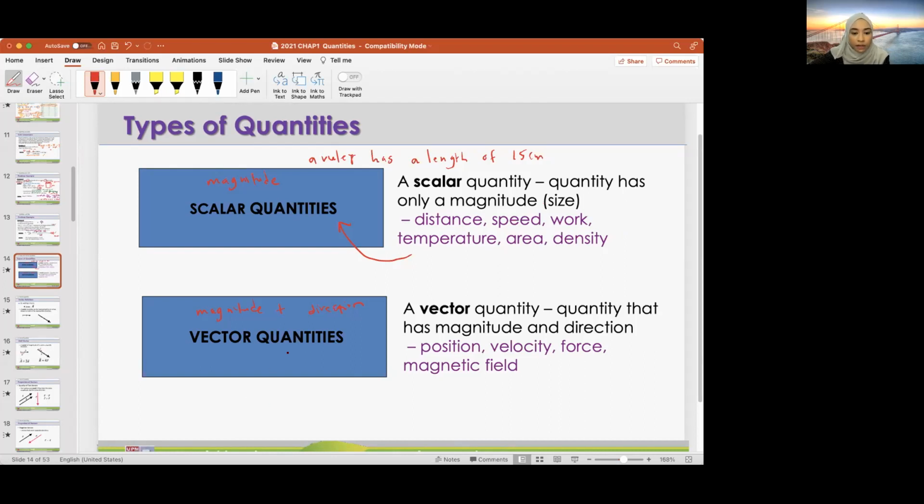Okay. And then for vector quantities, when we talk about position, we have to know where exactly the position is. We will talk more on that. And then velocity. Velocity is basically the same as speed, but it has direction. They can have the same value, but velocity has to have direction. Force has direction, magnetic field has direction. Okay, so what is the takeaway from this slide? Scalar only cares about magnitude, vector quantities care about magnitude and direction.